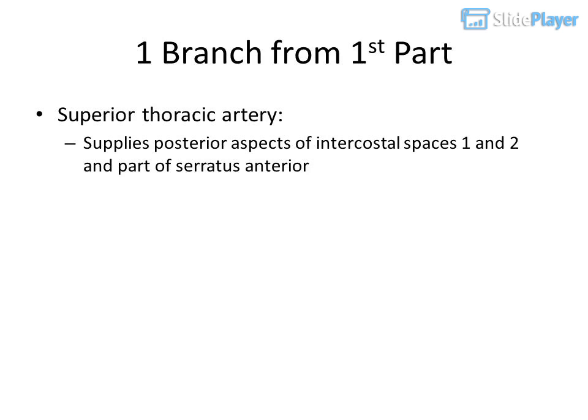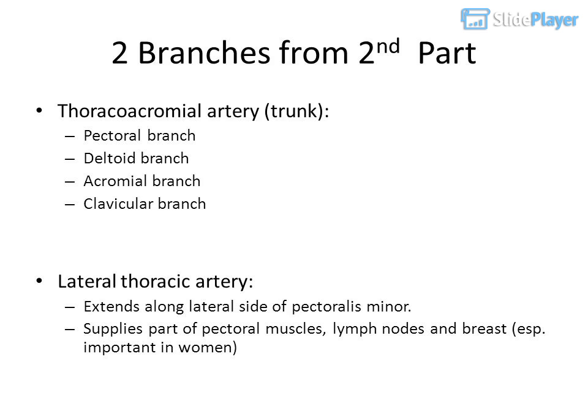One branch from the first part: the superior thoracic artery. It supplies posterior aspects of intercostal spaces 1 and 2 and part of serratus anterior. Two branches from the second part: the thoracoacromial artery, trunk, with pectoral, deltoid, acromial and clavicular branches, and the lateral thoracic artery.